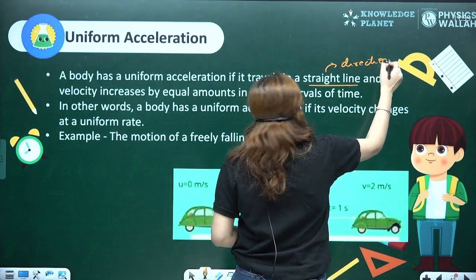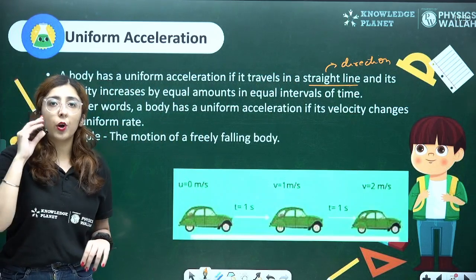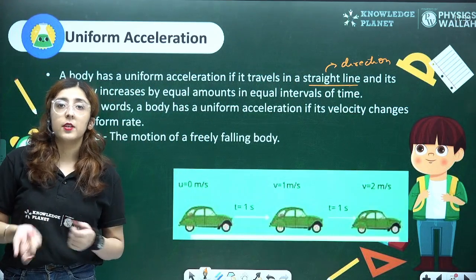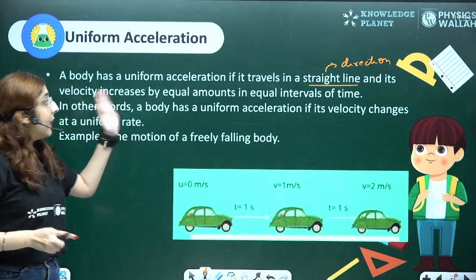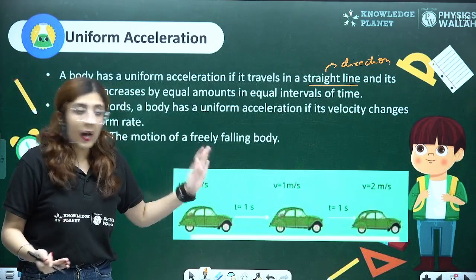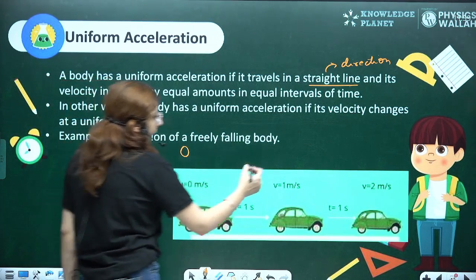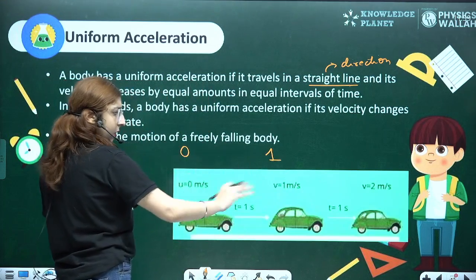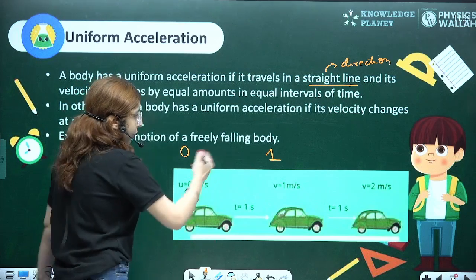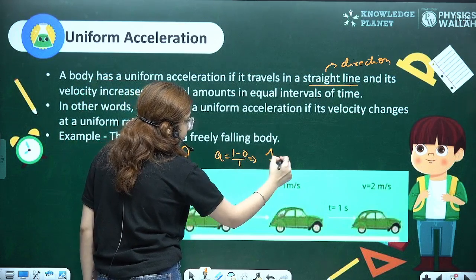Now, its velocity increases by equal intervals. Over here, you cannot say that we are going to keep the velocity the same. Velocity is increasing, but it is increasing by equal intervals. Have a look. The car was initially at 0. Now the car has a velocity of 1 meter per second. This whole thing is happening in 1 second. So if you find the acceleration, 1 minus 0 by 1, it comes out to be 1 meter per second square.